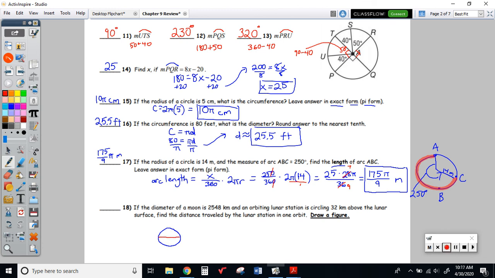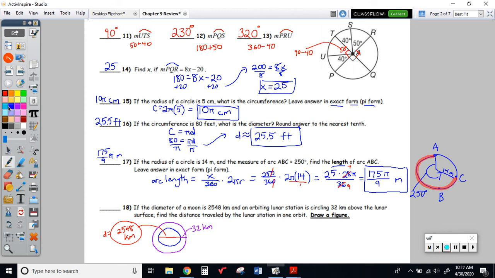But we're saying the diameter of that all the way across is 2,548 kilometers. And then we've got this orbiting lunar station. So I'm going to draw that in, I'll go with purple here. So orbiting this moon in purple is this lunar station. That was a decent circle for a freehand one on this program. I'm pleased with that. So it's circling 32 kilometers above the lunar surface. So a distance from here to here would be 32 kilometers. This was the diameter right here.